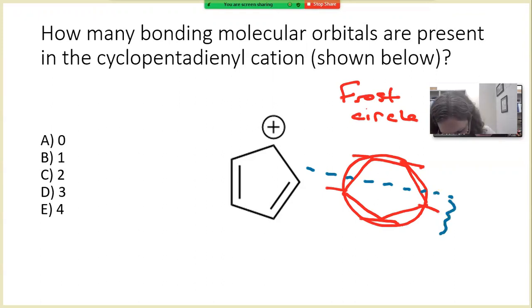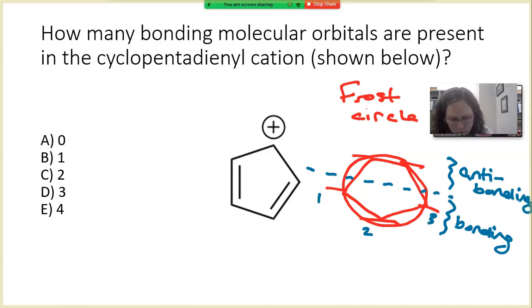Any orbital that's below our dotted line, which represents the non-bonding line, is going to be a bonding orbital. And any orbital above the dotted line is going to be anti-bonding. So in this case, we have 1, 2, 3 bonding orbitals and 2 anti-bonding orbitals. Our question is specifically asking how many bonding molecular orbitals are present, so the answer in this case is going to be 3.